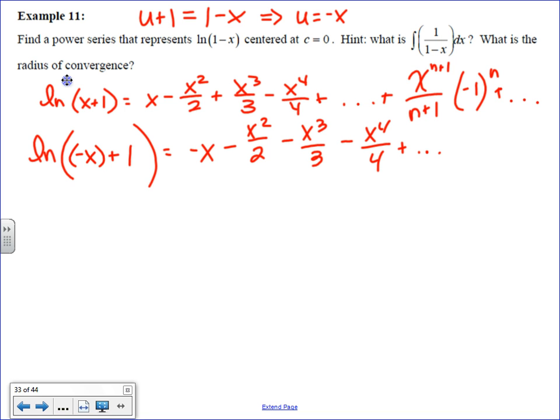What's everything? Yeah, just going to be negative x to the n plus 1 all over n plus 1. No alternating because it's all negative, negative, negative, negative, negative, right?